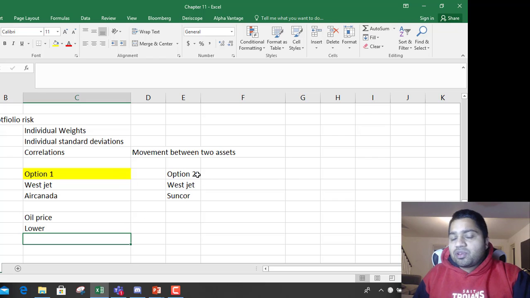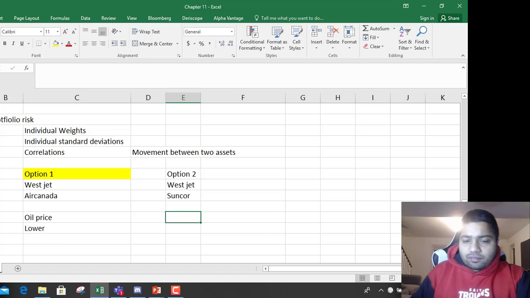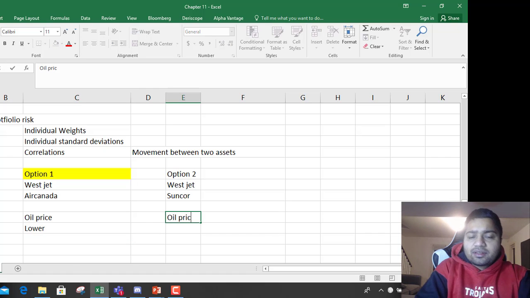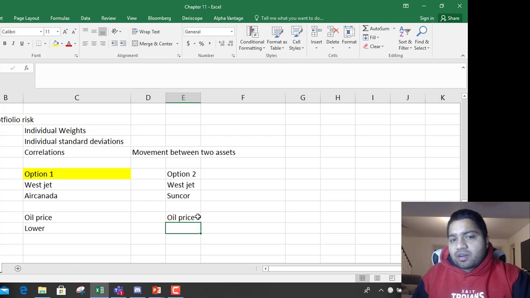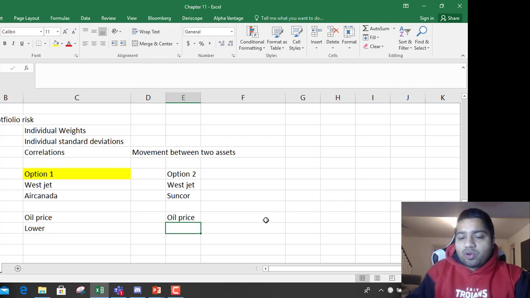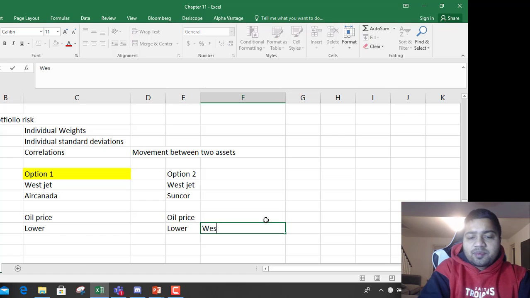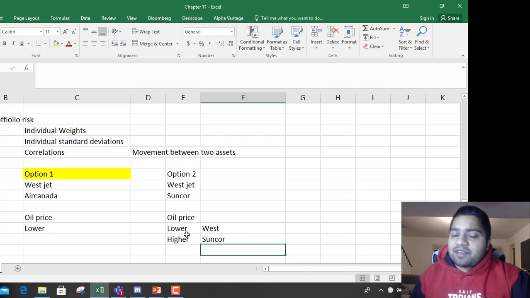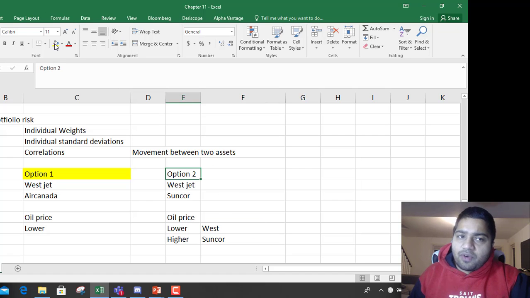But if you create a portfolio using option 2, oil price is again an important variable for these two stocks, but lower oil price is beneficial for WestJet, and higher oil price is beneficial for Suncor. If oil price goes low, WestJet would benefit, so your portfolio should be fine. If oil price goes high, then Suncor will benefit and your portfolio should be fine. So the risk of option 2 will be much less than option 1 because the correlation is low.